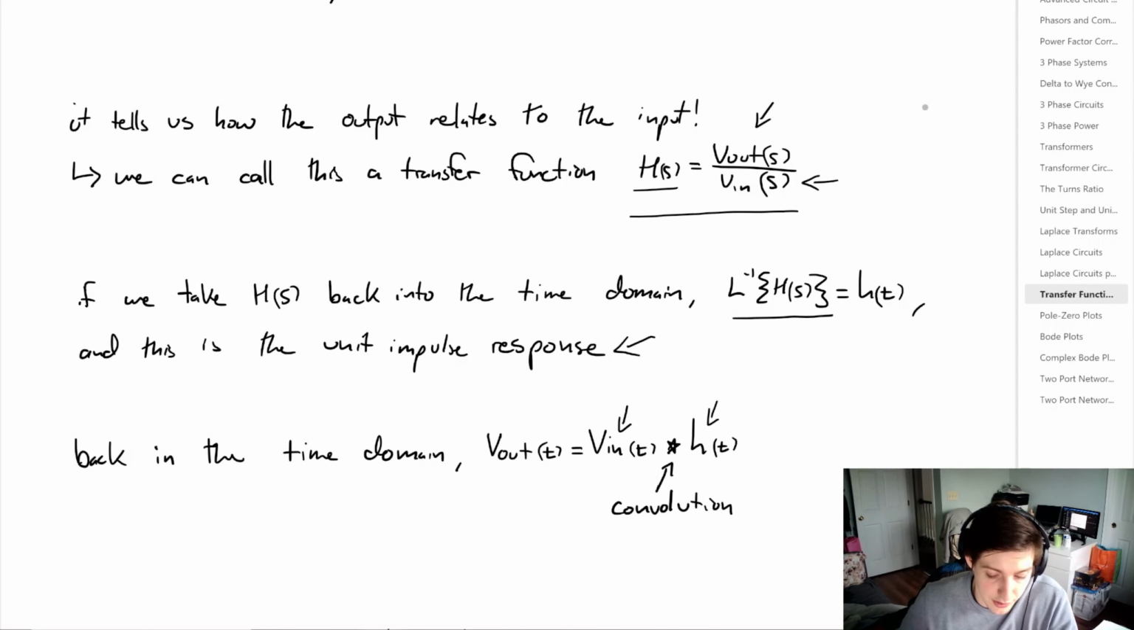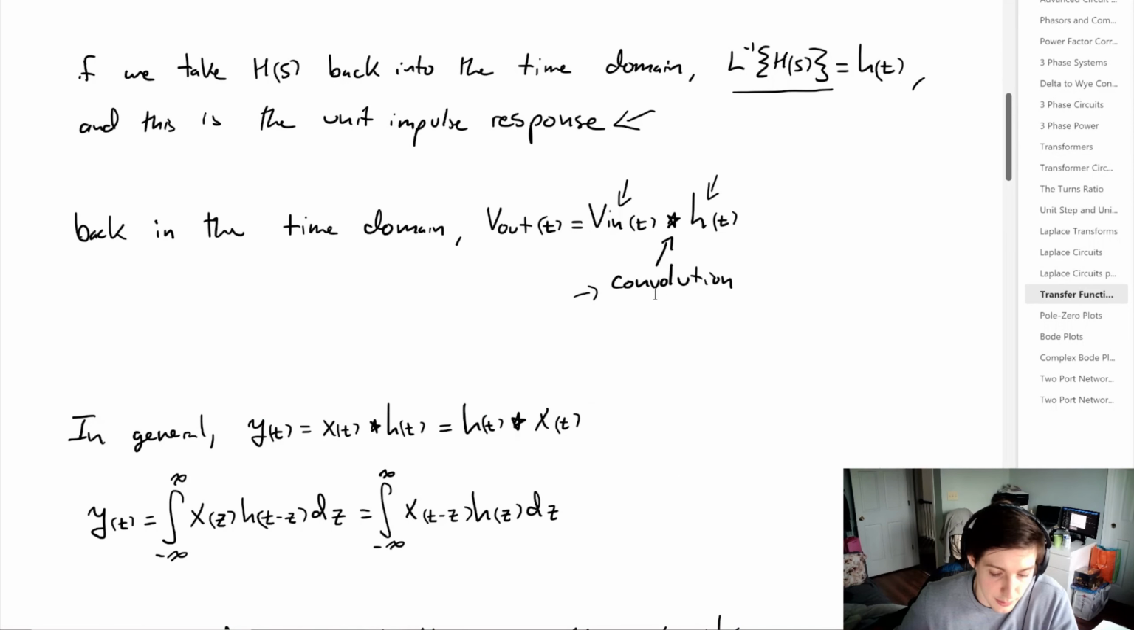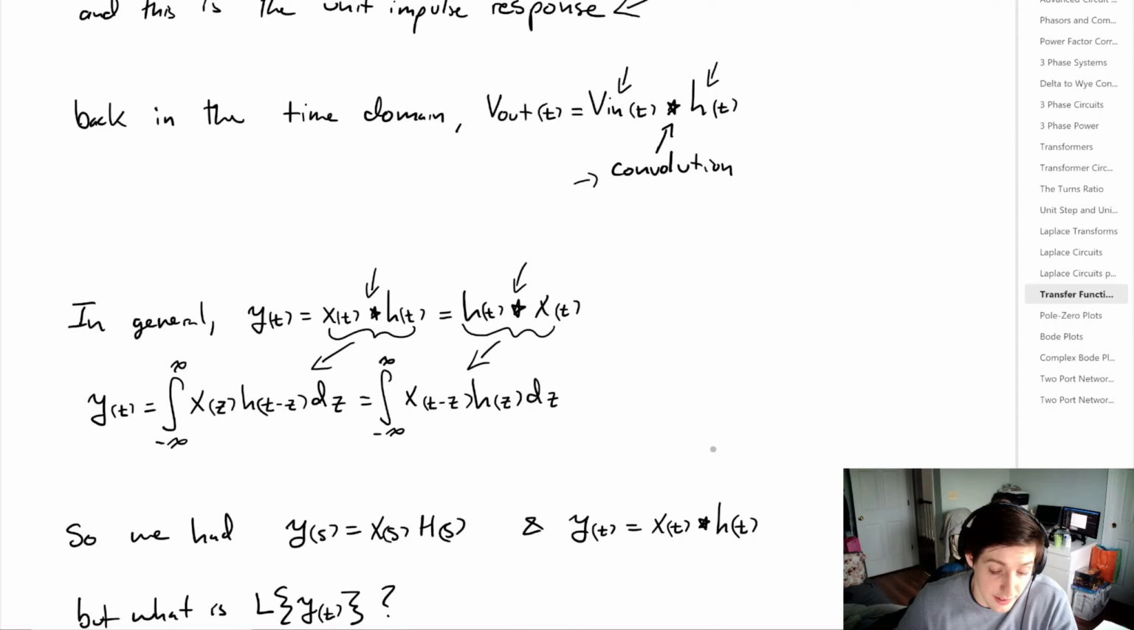So we haven't introduced convolution before, but in general, we say that the convolution of x with h is equal to the convolution of h with x. And to define this star operator, we have this integral here, so we can represent this convolution as this integral. And we know that in the S domain, the output y is going to be equal to x times capital H. In the time domain, we have this convolution. But what happens if we Laplace transform y of t while substituting this convolution here?